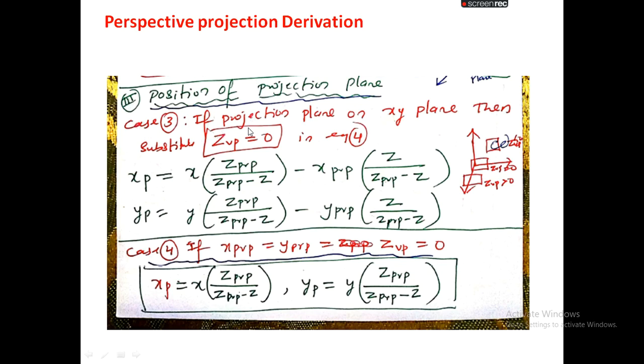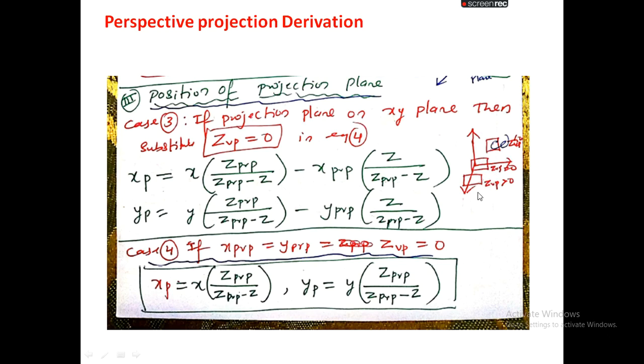Case 3 says that if the projection plane is on the xy plane, meaning you place the projection plane parallel to the xy plane, the z value will become 0. So substitute ZVP value equal to 0 in equation number 4. Then our new equation will become xp and yp. These are the two equations you need to remember.